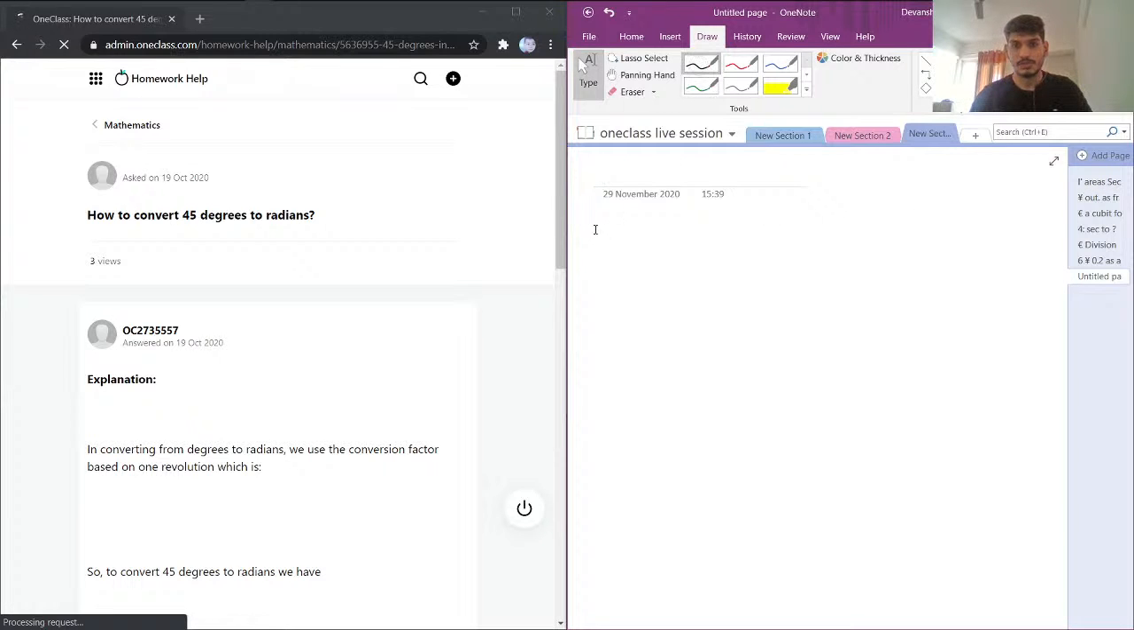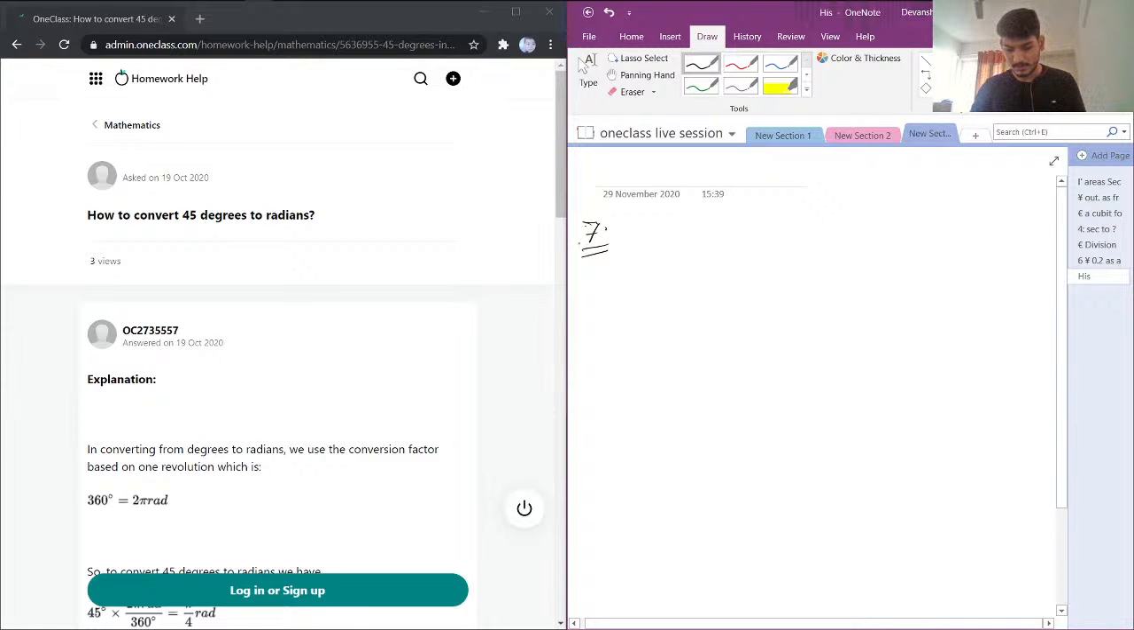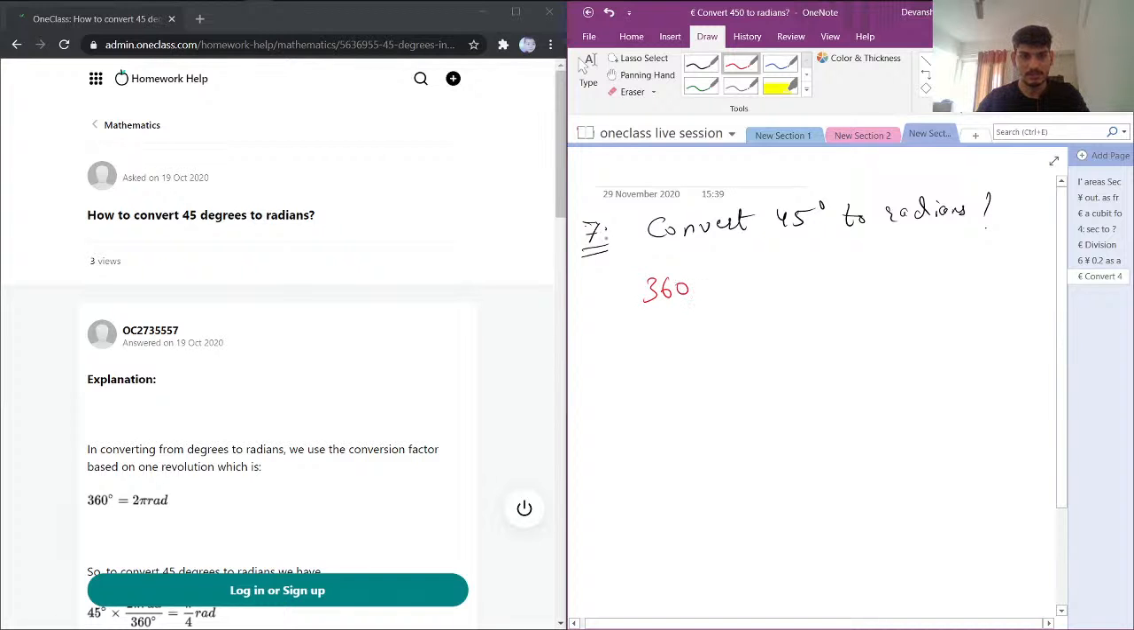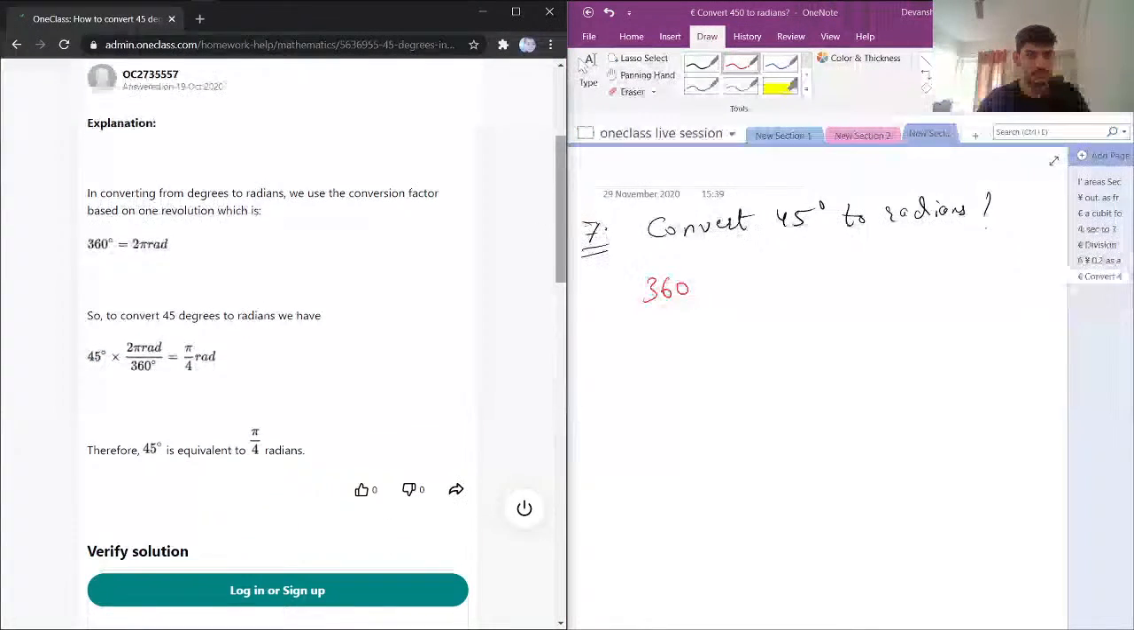We have question number 7. Okay, so for question number 7, how to convert 45 degrees to radian. So it is saying convert. Now for this I will use the relation 360 degree. Let's see what is the solution given.